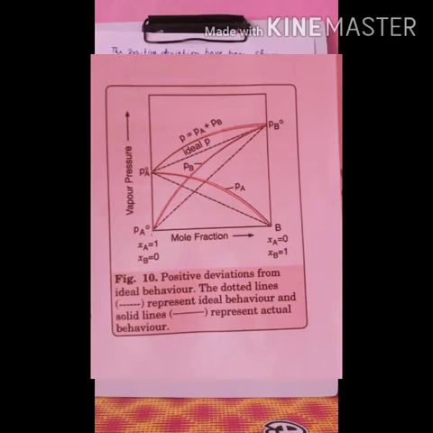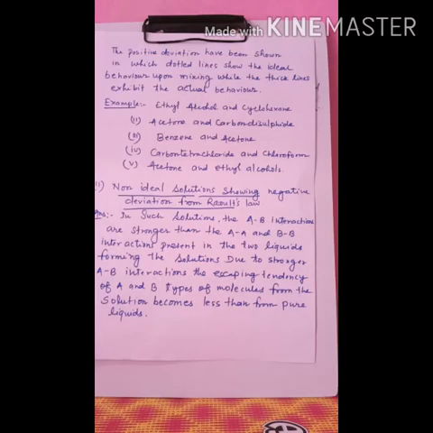Now let us see the graph between mole fraction and vapor pressure. We see the dotted line represents the ideal behavior and the solid line represents the actual behavior. This graph indicates positive deviation.